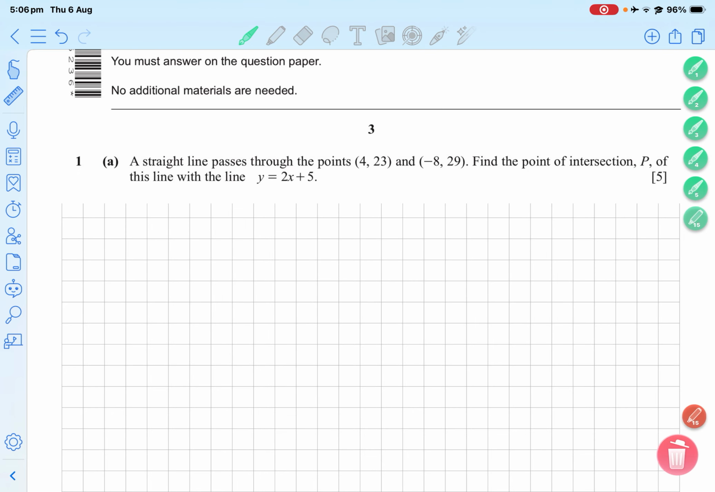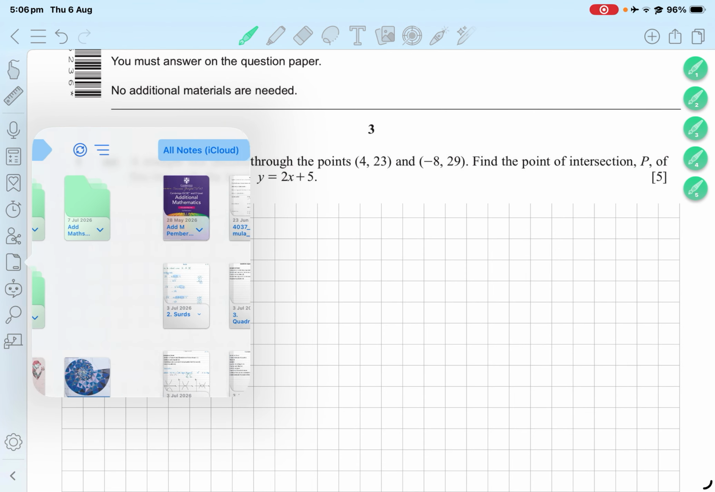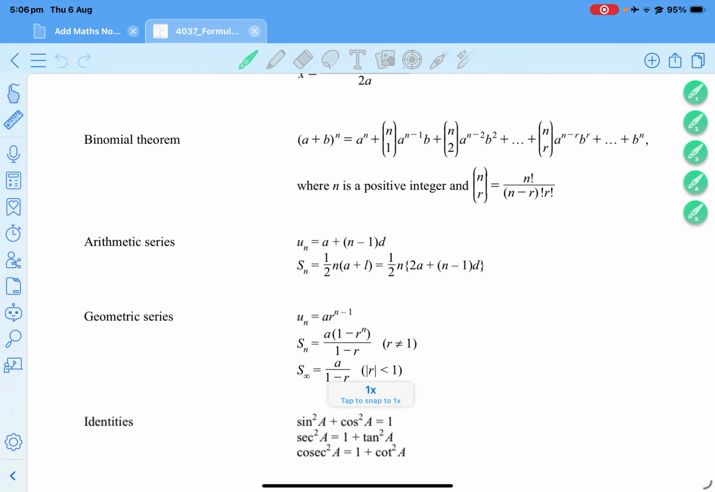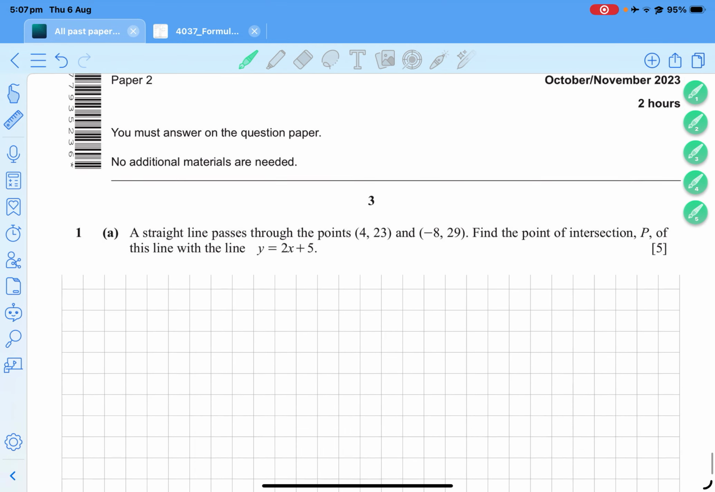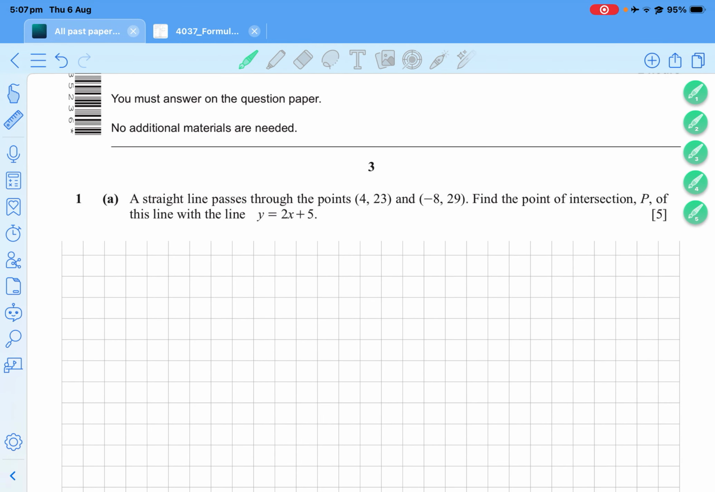Let me just remove all of these, and let me also open up the formula sheet. So let's begin. A straight line passes through these points. Find the point of intersection.